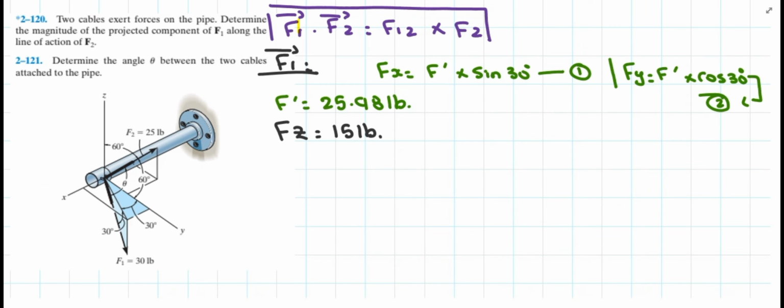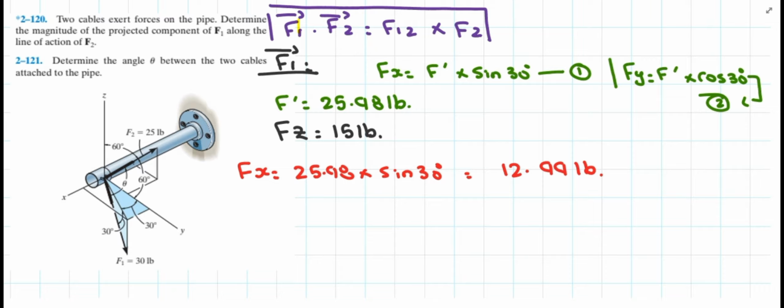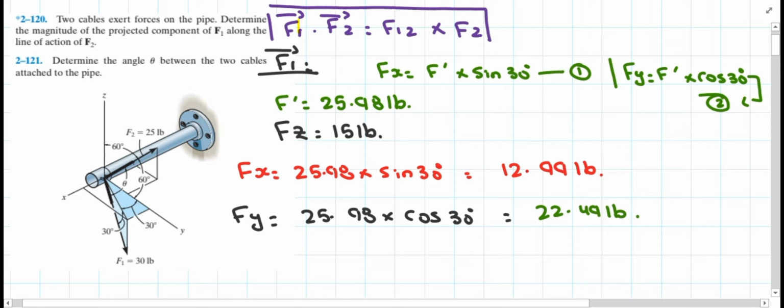Now we have the values of f prime and fz here. Putting the value of f prime into equation number 1 first, fx is equal to the value of f prime, 25.98, into the sine of 30 degrees, which gives us 12.99 pounds. Similarly, putting the value of f prime into equation number 2 to get fy, fy is equal to 25.98 into cos 30 degrees, which is 22.49 pounds. So we successfully found the values of fz, fx, and fy here.